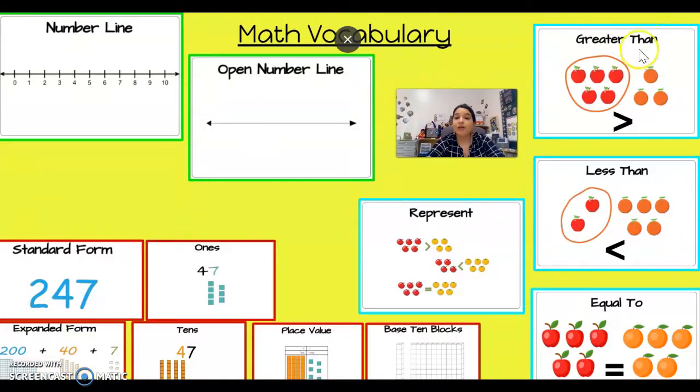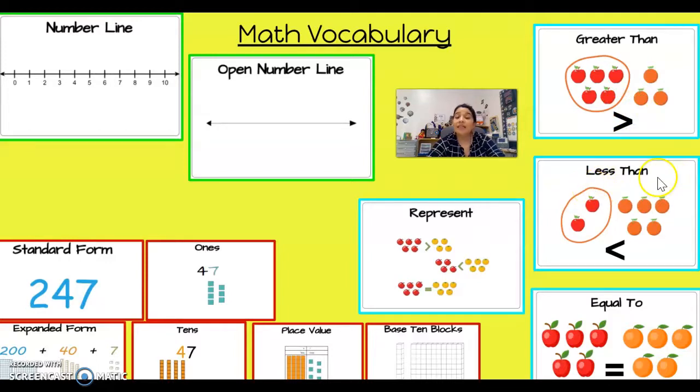The first vocabulary word we're going to review is greater than. So greater than is when we want to see which number is bigger, what has more. So right here we have 5 apples and 3 oranges. So the number of apples is greater than the number of oranges because we have more apples. This is the greater than symbol right here.